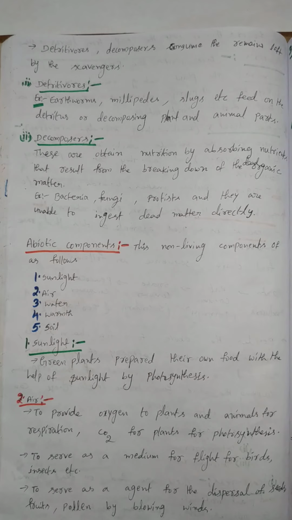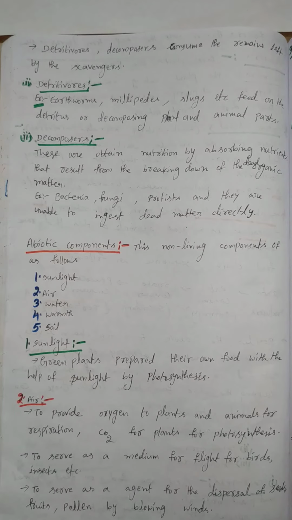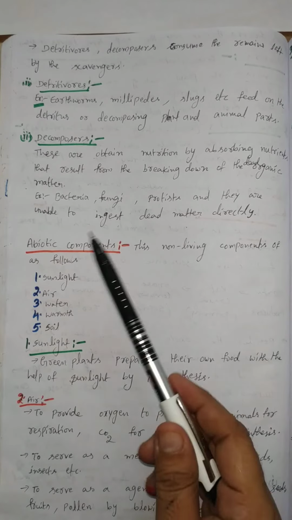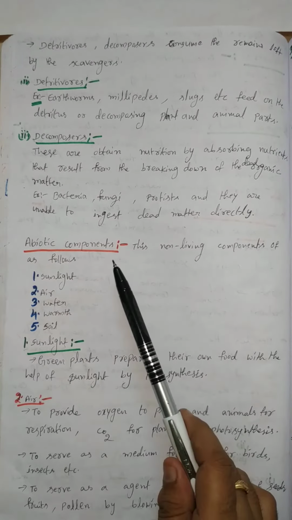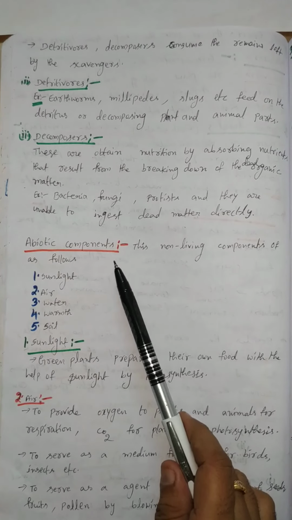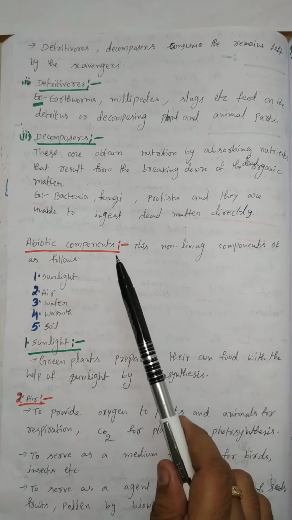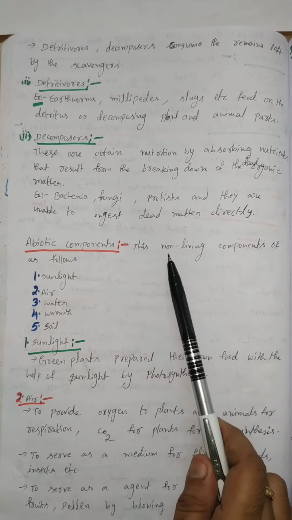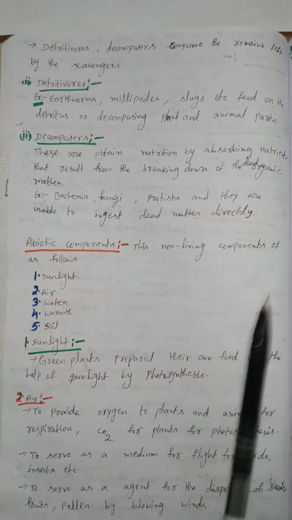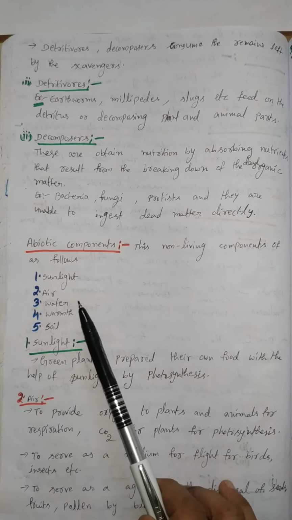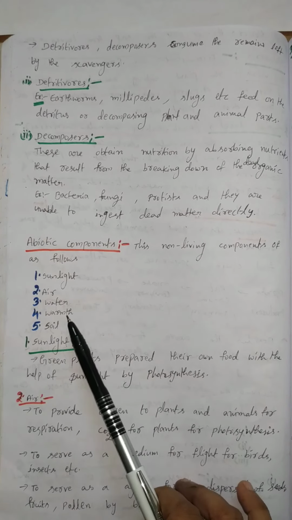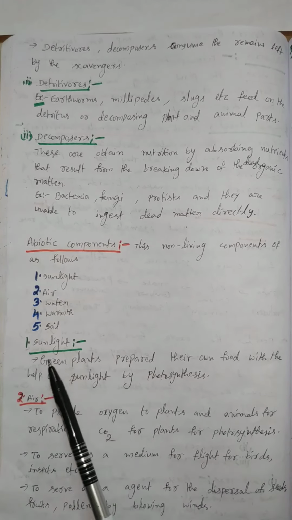Today I am teaching about 8th class biology, 4th chapter, ecosystem. In this chapter we learn abiotic components, or non-living components, in the ecosystem. Abiotic components are also called non-living components. There are 5 types: sunlight, air, water, warmth, soil. First one, sunlight.